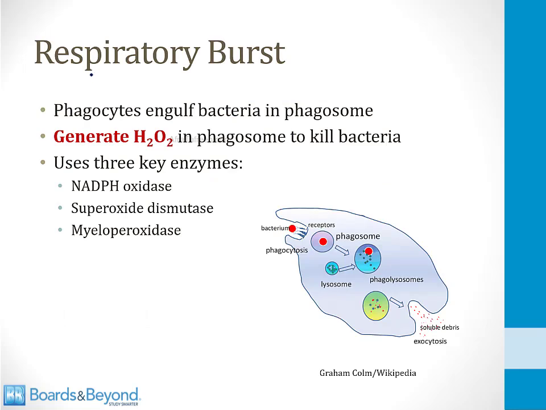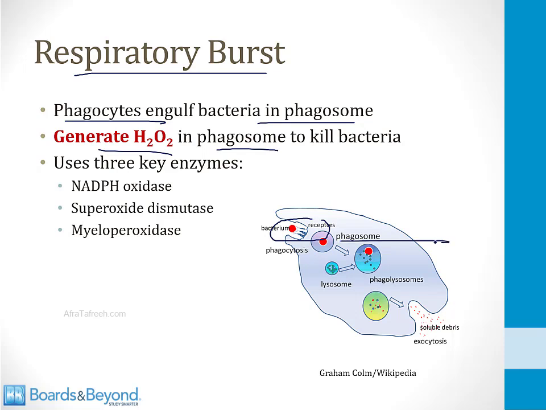Another source of free radicals inside the body is the respiratory burst. This is something that phagocytes do when they have engulfed bacteria inside the phagosome in order to kill the bacteria. One of the ways that phagocytes can kill bacteria is by generating hydrogen peroxide inside the phagosome where the bacteria is found. So if you look on the screen here, what phagocytes do is they bind to the bacteria or whatever invader is in the body. They place it inside a small package inside the cell called a phagosome. And then what they do is they use a biochemical process called the respiratory burst to generate hydrogen peroxide in order to kill the bacteria.